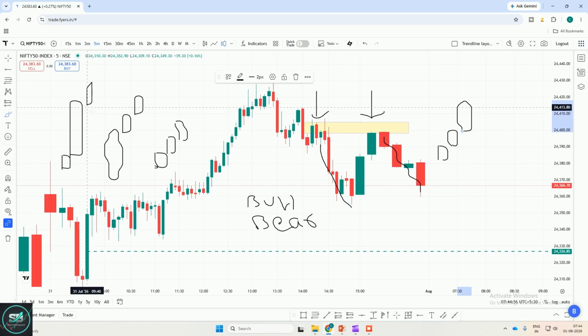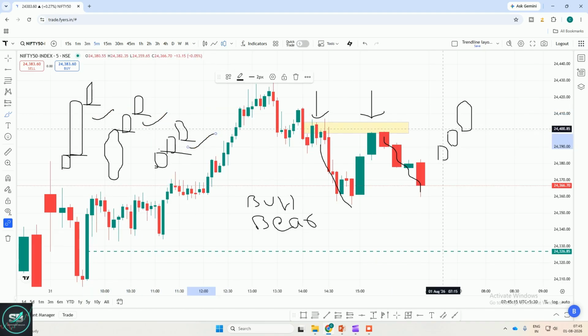So all these are valid FVGs. There is a gap between this third candle low and first candle high. There is a gap between this first candle high and third candle low. Here also you have a gap. This is an FVG. This is also an FVG. This is also an FVG. This is also an FVG. And this is also an FVG.